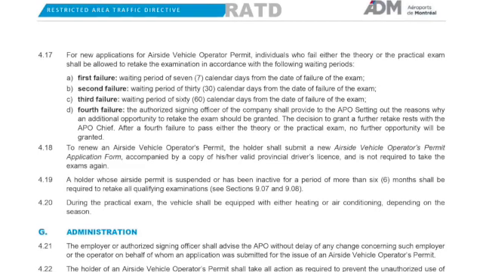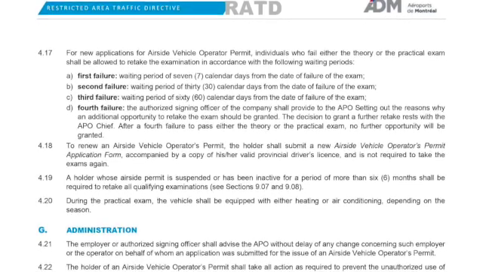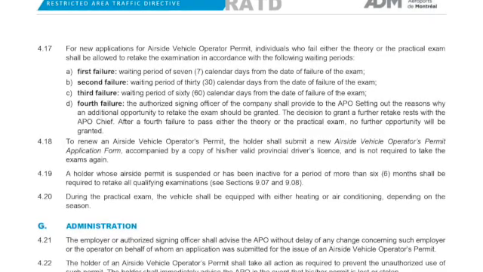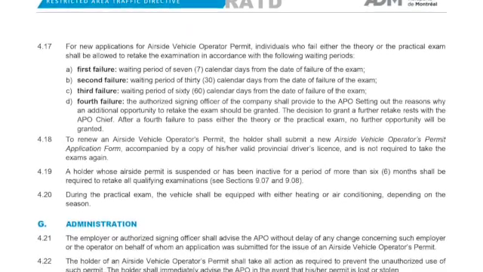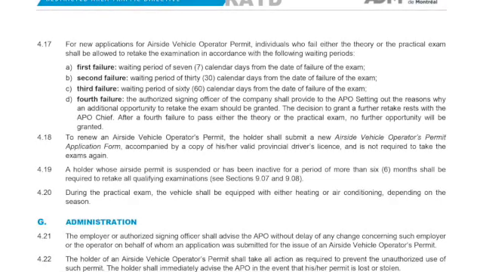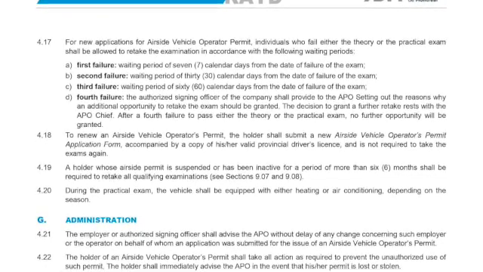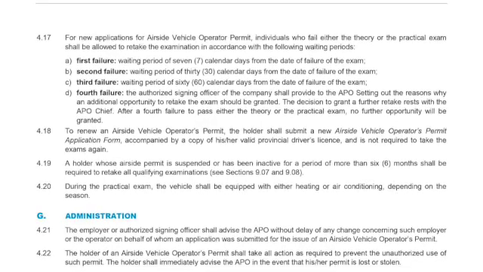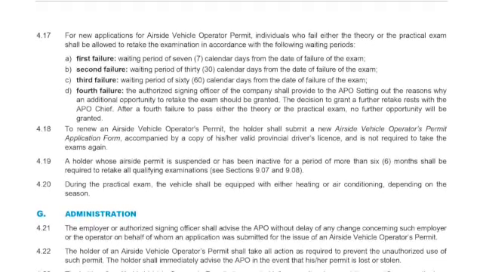Fourth failure, the authorized signing officer of the company shall provide to the APO setting out the reasons why an additional opportunity to retake the exam should be granted. The decision to grant a further retake rests with the APO chief. After a fourth failure to pass either the theory or the practical exam, no further opportunity will be granted.